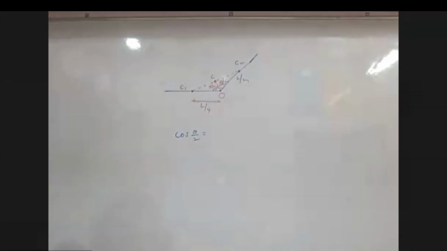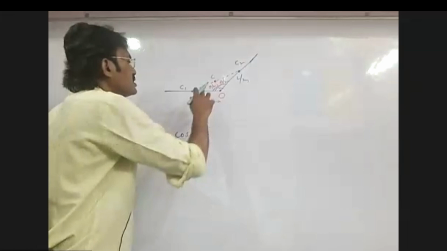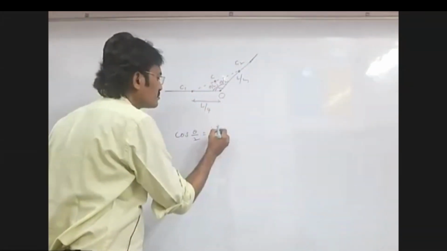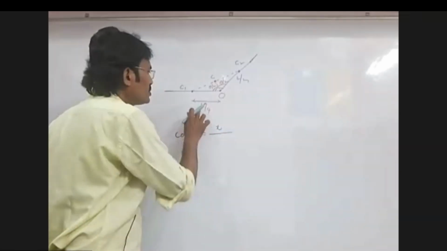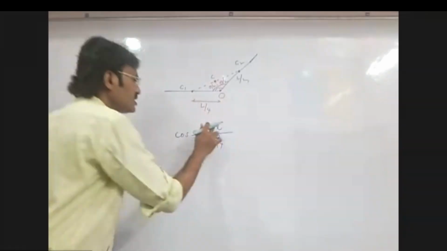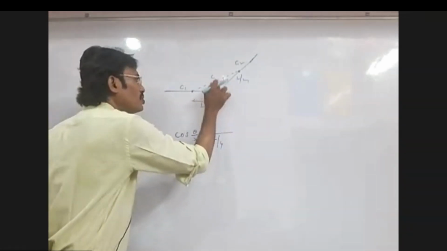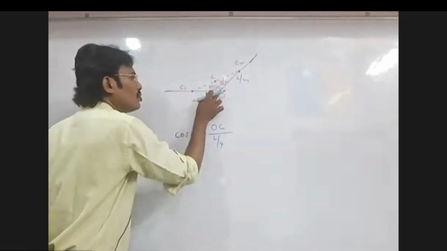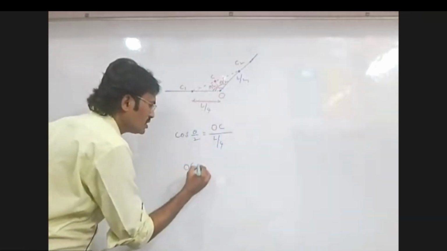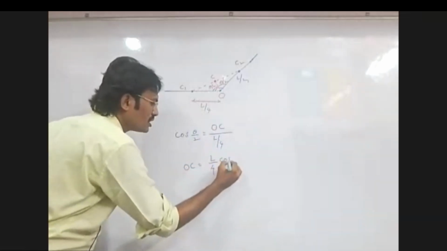Adjacent by hypotenuse. Okay, so now in this concept I need to consider that this is θ/2. Adjacent is nothing but x by hypotenuse, here L/4. What is the meaning of x? That x itself is equal to OC. OC is the adjacent. OC by hypotenuse is nothing but this is L/4. Now with this, OC is equal to L/4 cos θ/2.